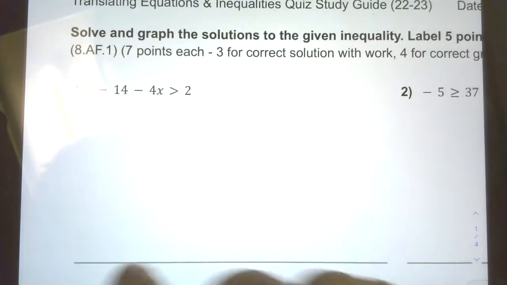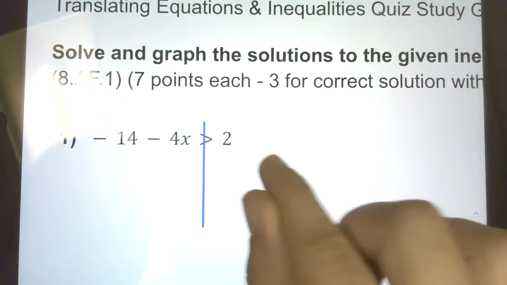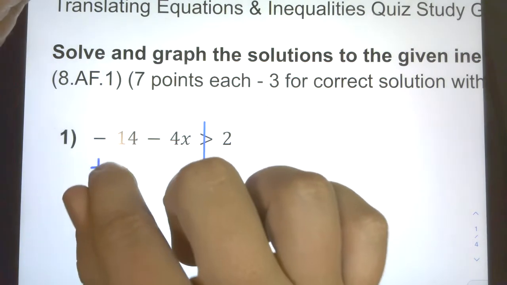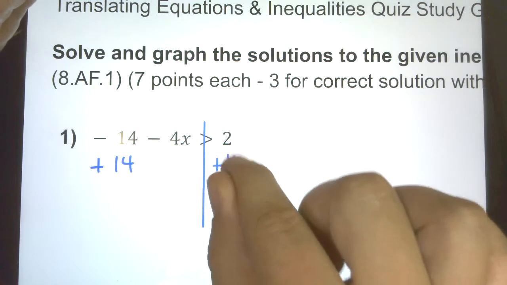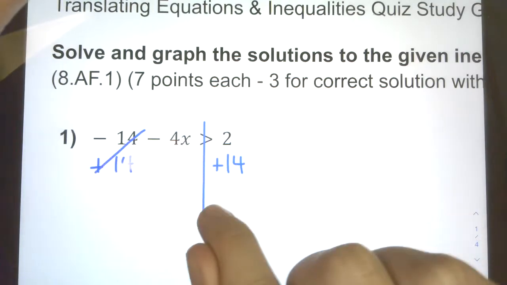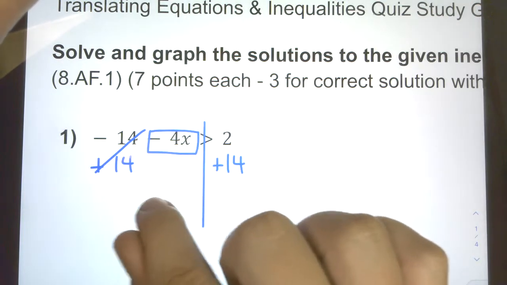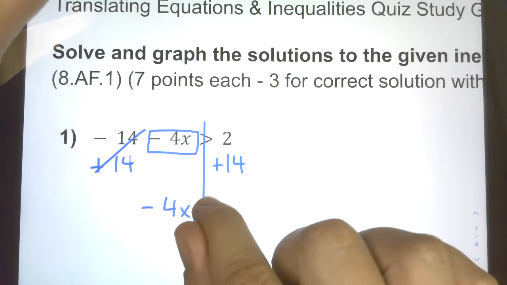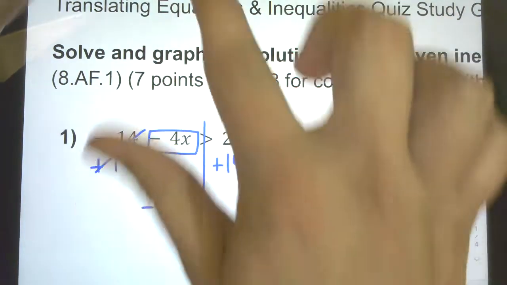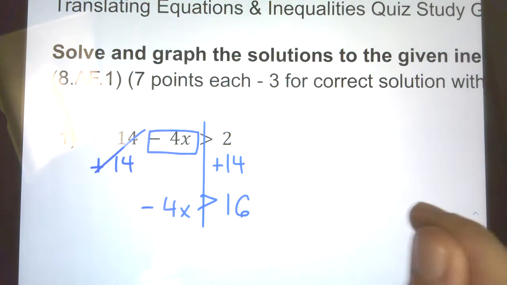Here's number 1. We have negative 14 minus 4x is greater than 2. So I'm going to go ahead and set this up and solve it as I would normally. So negative 14 plus 14 on both sides. Those will cancel. Don't forget this is a negative 4x, so I'm going to bring my negative 4x down. Keep the inequality sign as greater than. Okay, there we go. 2 plus 14 is 16.